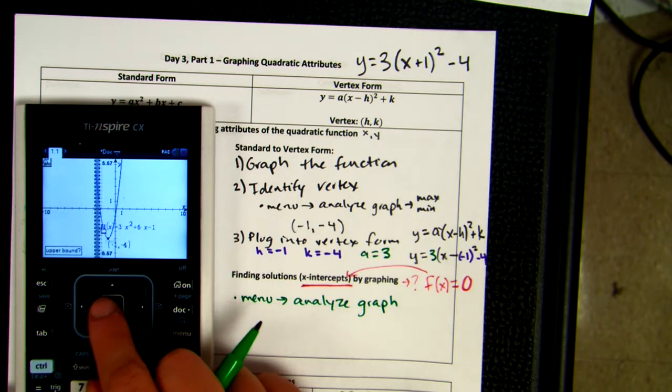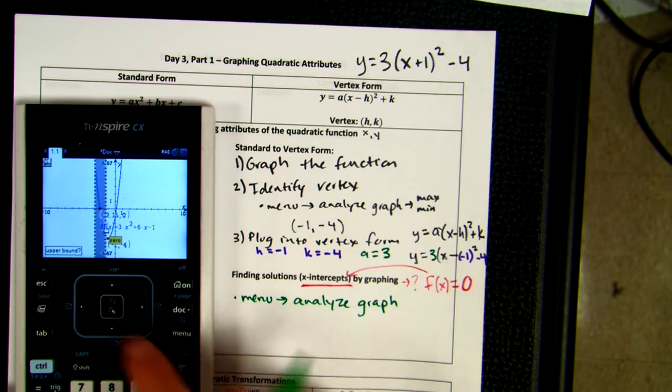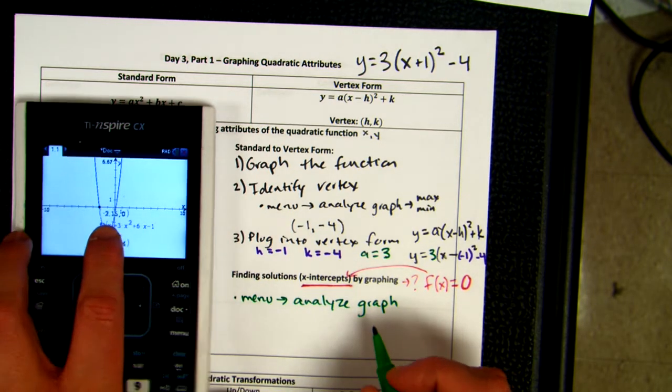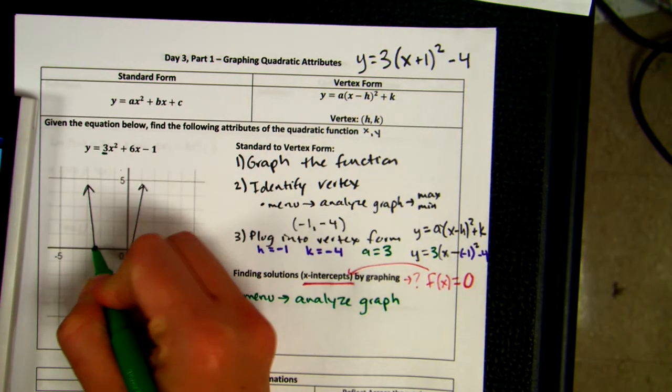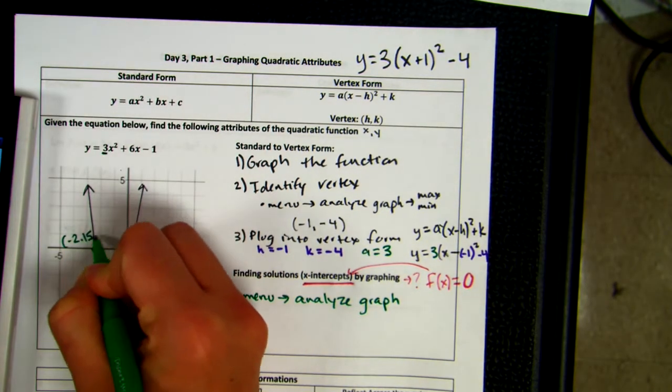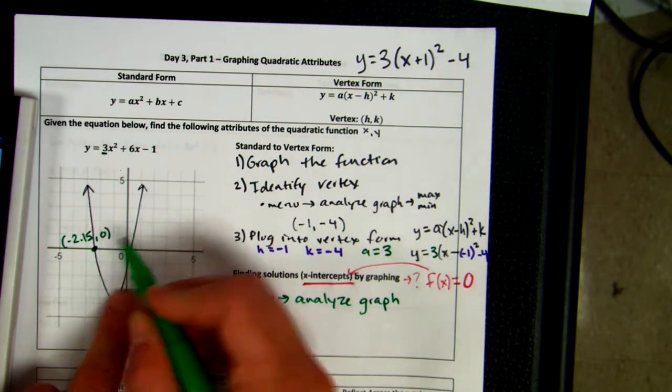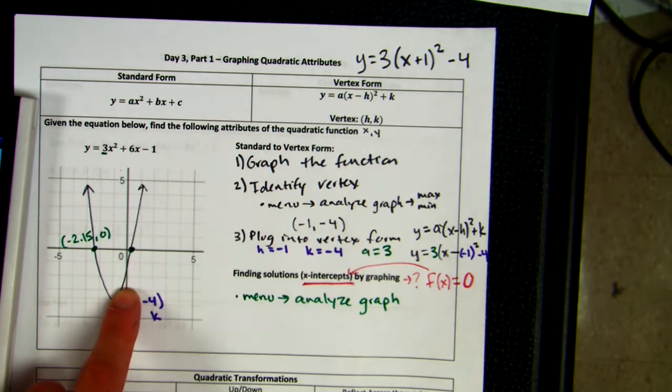So I scroll all the way to the left of my function, and then I scroll just to the right of the first 0 on my graph, and I see that it is at negative 2.15. So right here, negative 2.15, comma 0. Okay, that is my first x-intercept. Notice that I have a second x-intercept here as well.